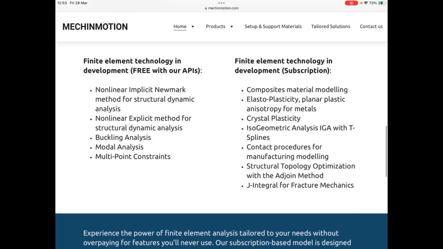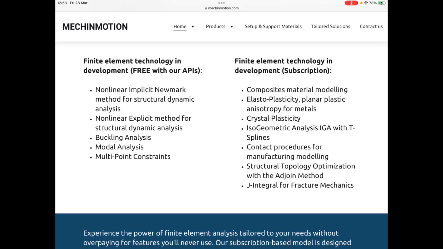Simultaneously, we are developing a lot of finite element templates to use with our element libraries. So you can see some of them are just free as long as you subscribe to the element that you need for your FEA analysis. You can get nonlinear implicit structural dynamics analysis for free, explicit time integration scheme, buckling analysis, modal analysis, multi-point constraints where you can tie different parts. So all of that for free.